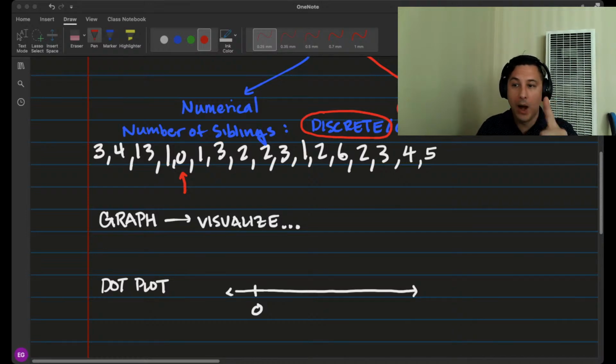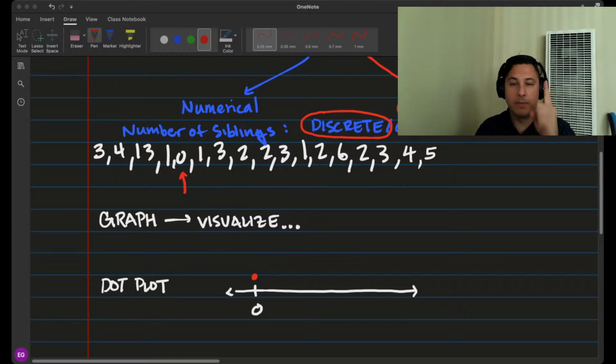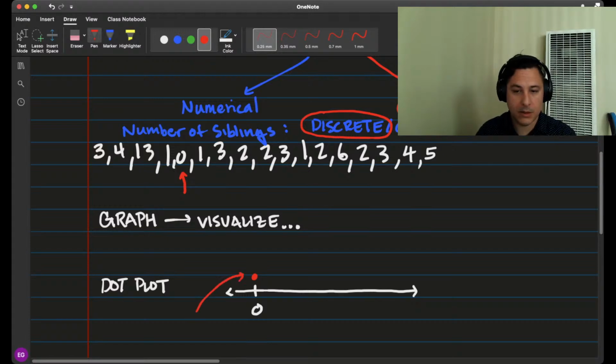Okay, so there was one person who said they have 0 siblings. So we would put 1 dot right here. That 1 dot represents the one person who had 0 siblings. So 1 dot, because there's one person with 0 siblings in the data.